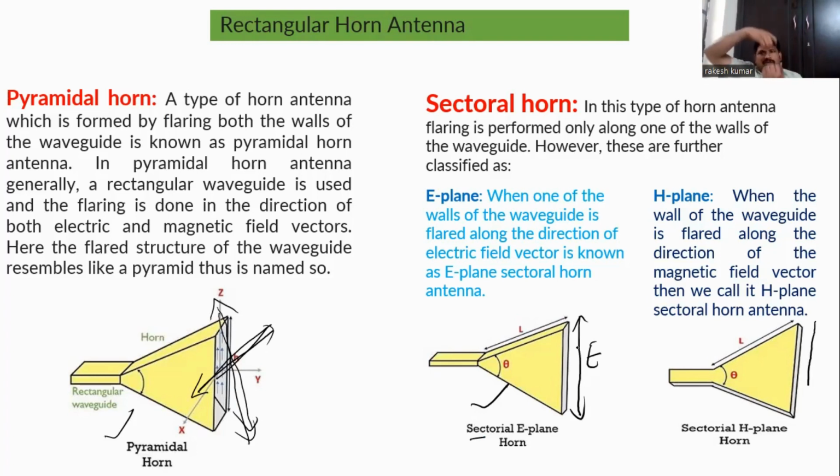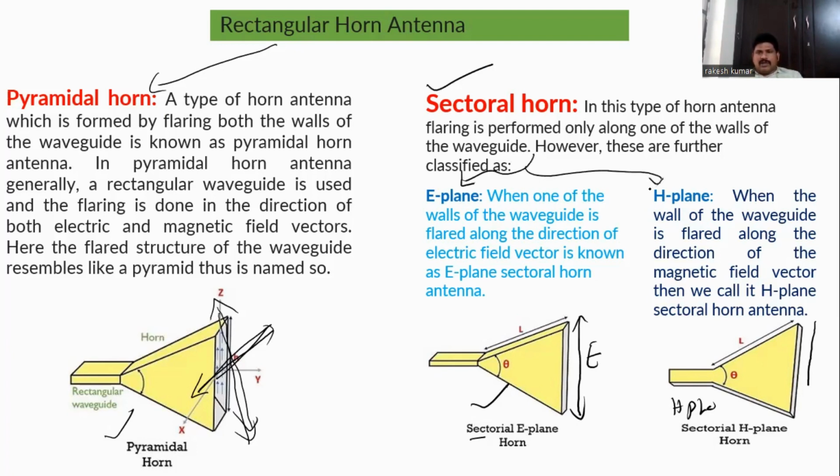We have opened in this mouth like this, that is E plane. If you open like this, that is H plane. Okay. So, what are the two classifications of rectangular horn antenna? Pyramidal and sectorial. Again, coming to the sectorial horn, it is divided into two things.